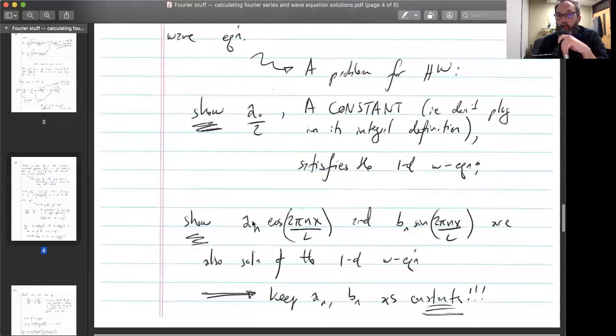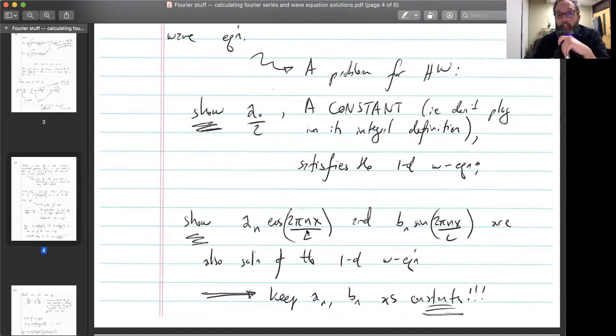Then show that all the other a sub n cosine 2 pi nx over lambda. Sorry, that should be a lambda, not a big L. It could be a big L. It doesn't make any difference. I just did it previously with a lambda, and I like the way that I did it, but whatever. We already said that for spatial Fourier transforms, big L is equal to lambda.